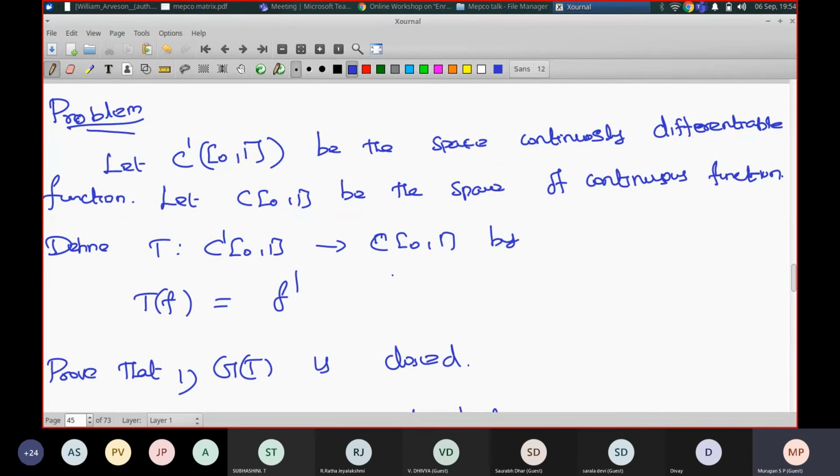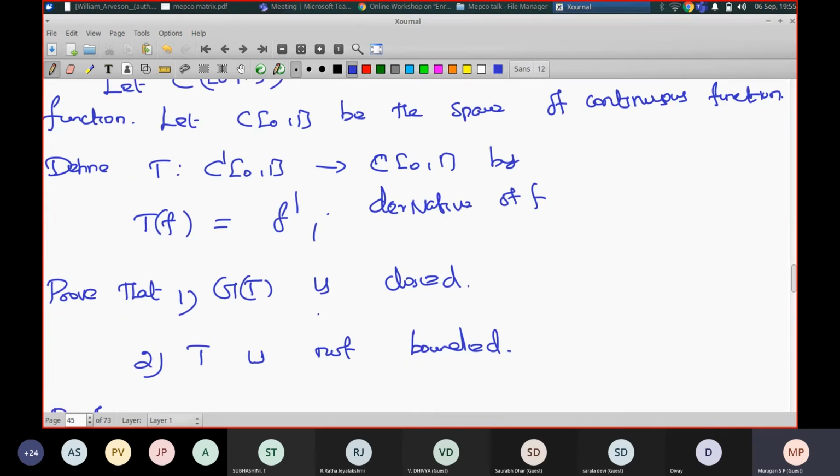See, what is the example? Let C^1 be the space of continuously differentiable functions. What does that mean? f is a differentiable function and the derivative is continuous. That is the space of continuously differentiable functions. Consider T defined from C^1[0,1] to C[0,1], T of f equal to f prime, the derivative. Prove that the graph is closed, but T is not bounded.